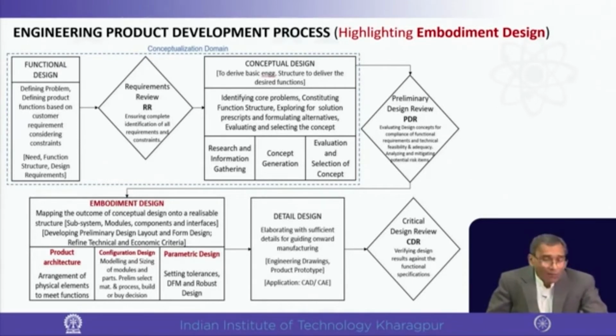Then our focus in today's session is the next part, which is written in red font, or maroon font rather, which is embodiment design. Here below that you can see that there are 3 words in red in 3 compartments. One is the product architecture, there is a configuration design, and a parametric design. This block is of interest for today's session.